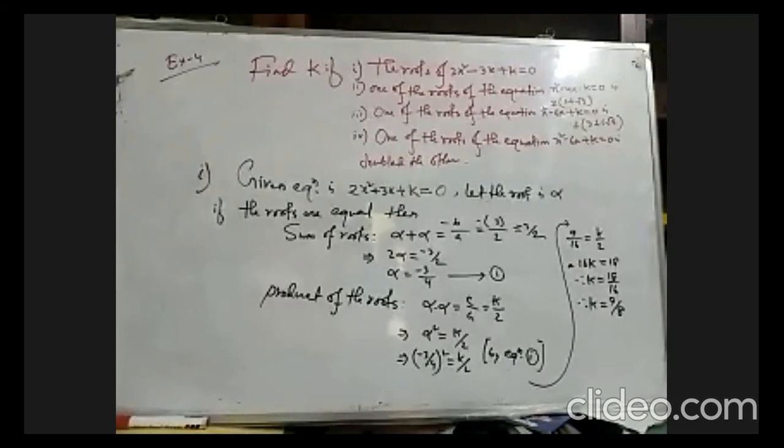And product of the roots, alpha into alpha, what will be? C by a. C means constant term. Constant term means what? K. Okay. And a equals to coefficient of x square, that means 2. So alpha square equals to k by 2. Putting the value of alpha from equation 1, we get minus 3 by 4 whole square equals to k by 2. Just squaring on both sides, we get 9 by 16 equals k by 2. So k equals to what? 9 by 8. This is the result.